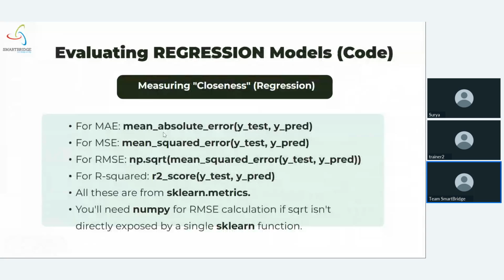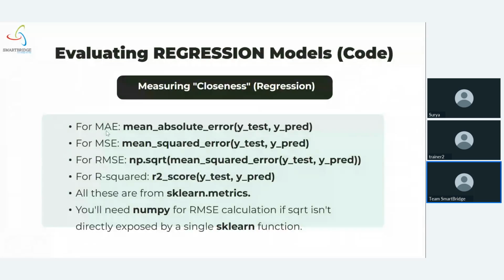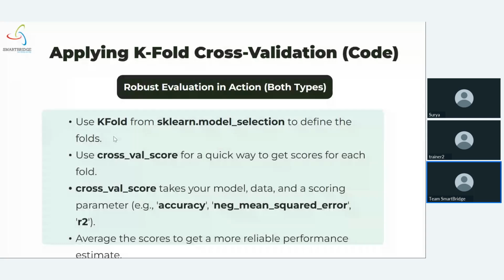Remember this: MAE, MSE, RMSE, and R square are the metrics we'll be using for regression. Coming to classification, we'll be using the confusion matrix, accuracy, precision, recall, and F1 score. Based upon these, we'll be evaluating the model, and also applying k-fold cross validation.